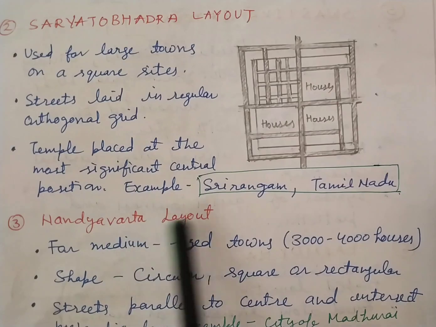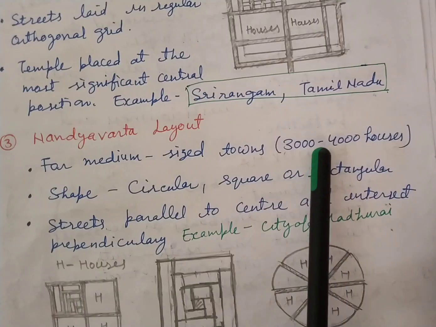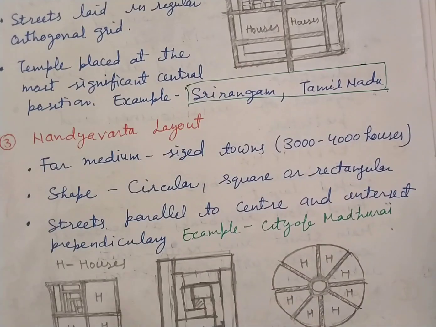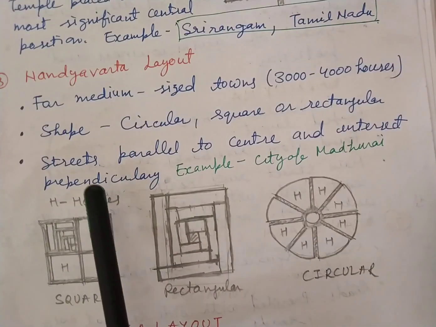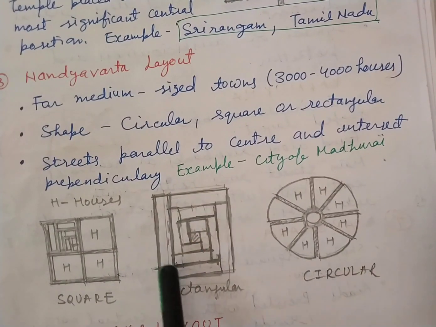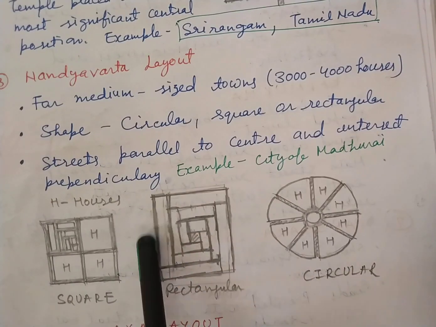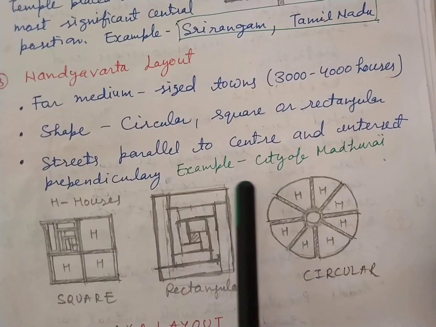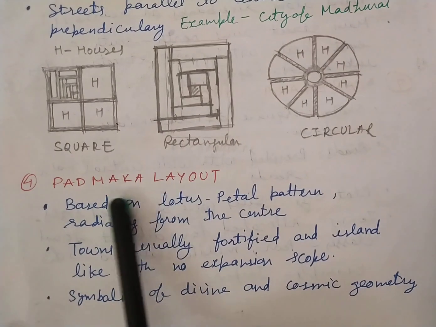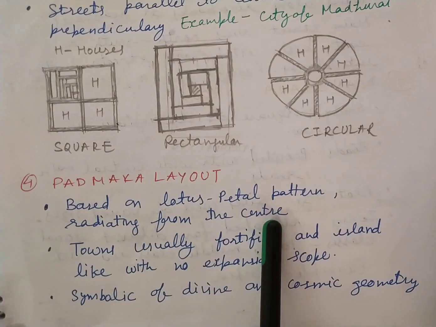Next one is Nandyavarta layout for medium sized towns, 3000 to 4000 houses. Shape can be circular, square or rectangular. Streets parallel to center and intersect perpendicularly. These are the streets. They are parallel and intersect at perpendicular. Example, city of Madurai.